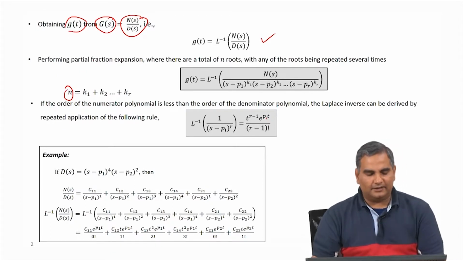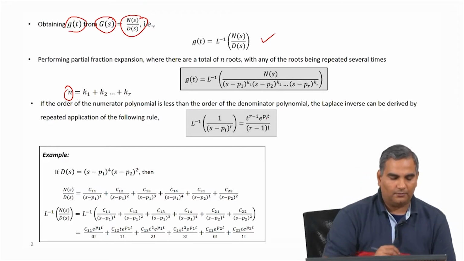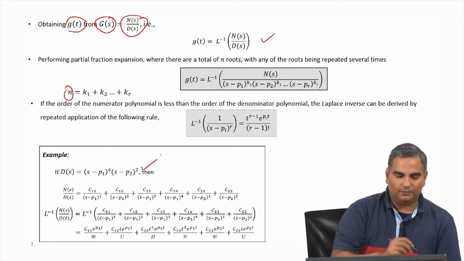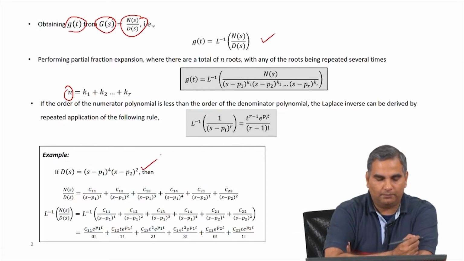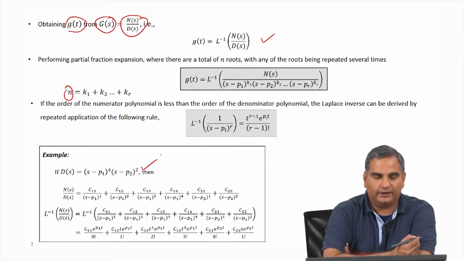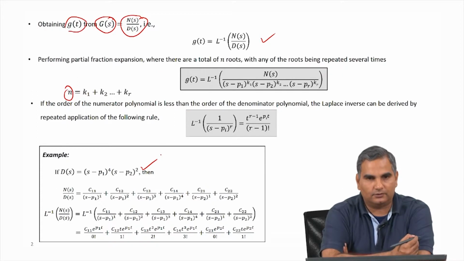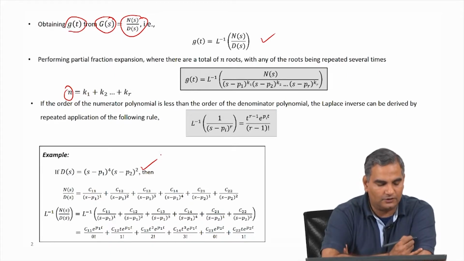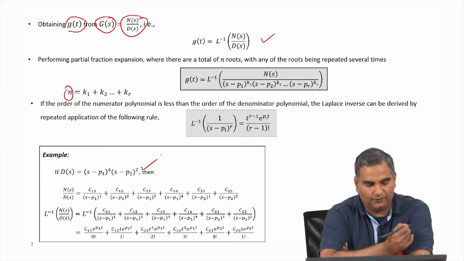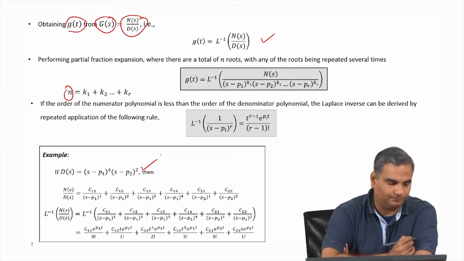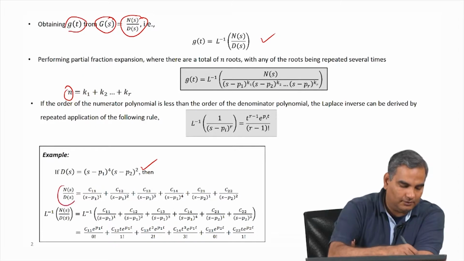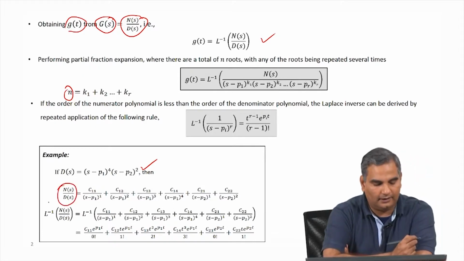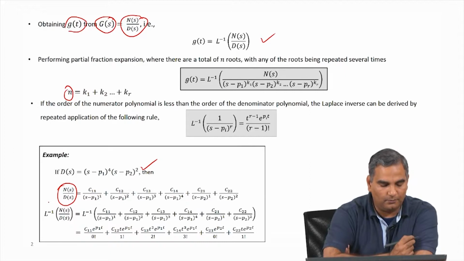Now, let me illustrate this with a denominator polynomial. Let us assume it is of this form here, where there are two roots p1 and p2. The first root is repeated 4 times and the second root is repeated 2 times. So, that basically says that this is a 6th order polynomial, which can be written in this form: (s minus p1) to the power 4 times (s minus p2) squared, if we make the leading term 1. Now, any N(s) by D(s) can be expanded if D(s) is of this form, like this.